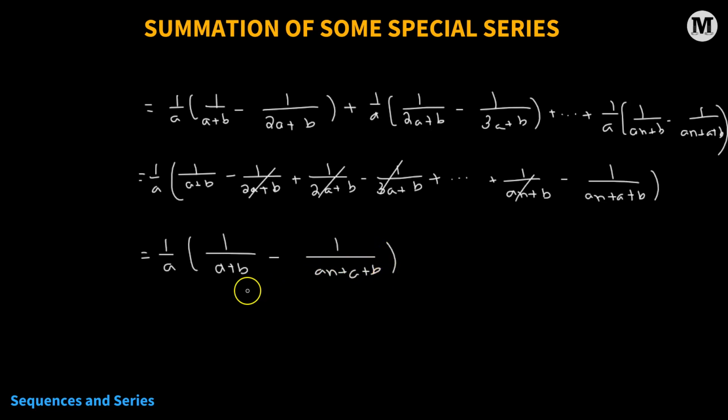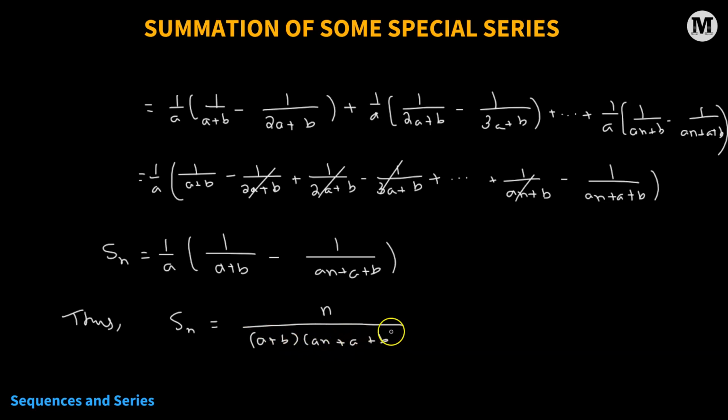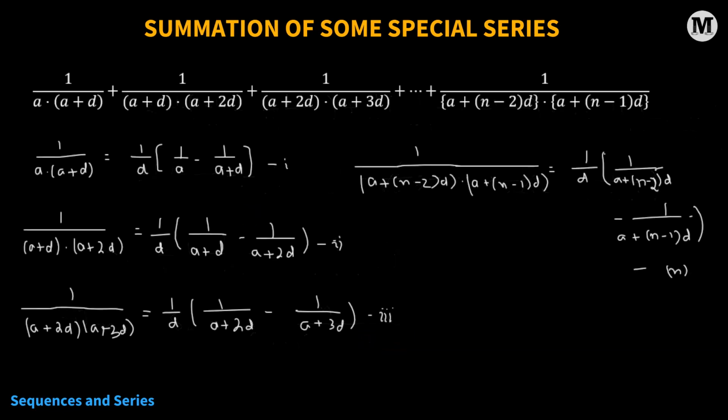Now if we want, we can combine them or we can leave it as it is. So this is going to be the sum to n terms. So let's try to combine them. That I'm leaving as an exercise for you to try out. So the final sum after combination comes out to be Sn equals n over a plus b multiplied to an plus a plus b. Fine. So we have talked about how to find out the sum to n terms of a very special type of series, which is of the particular format.